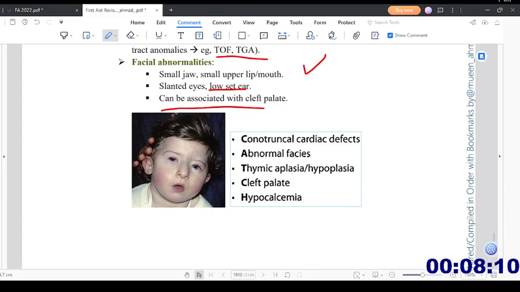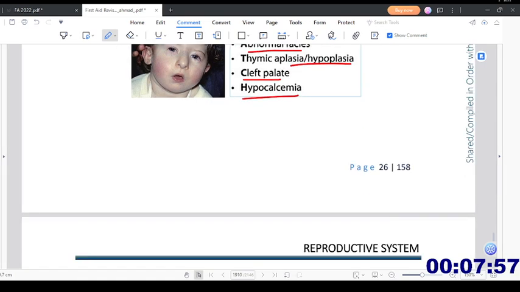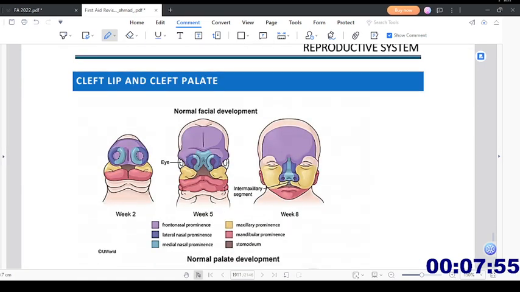So the conotruncal cardiac defects, so that is CATCH-22. So conotruncal cardiac defects and abnormal facies, thymic aplasia and hypoplasia, then the cleft palate and hypocalcemia. But I don't know what the problem with the child is, and that seems pretty normal to me. So cleft lip, what is the pathogenesis of development of cleft lip and cleft palate?